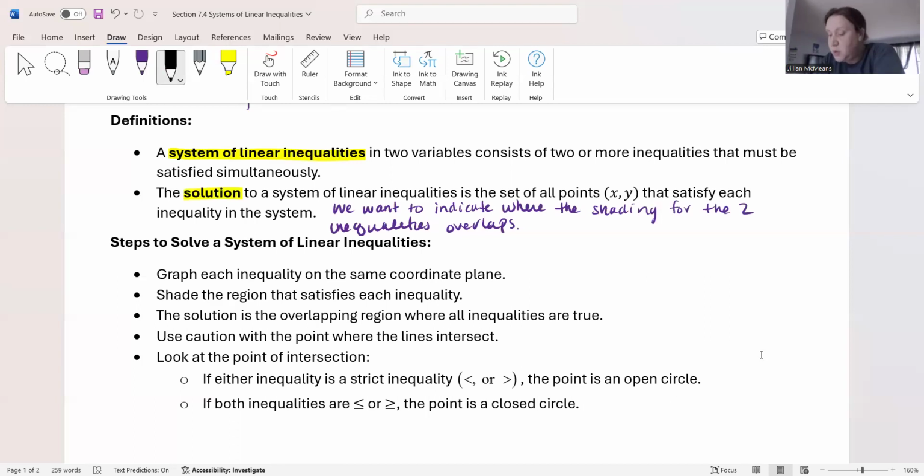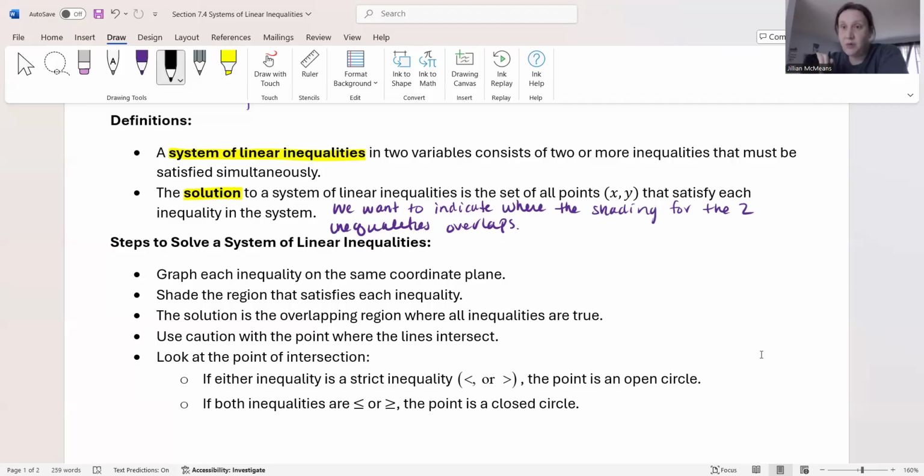Okay. Use caution with the actual point where the lines intersect. So you've got these two inequalities, and we're mostly concerned with where does the shading overlap. However, the point where the two actual lines would intersect, we have to use caution there. Okay, so when we look at that point of intersection, if both inequalities are less than or greater than, so just strict inequalities, then we would use an open circle at that point. If both inequalities were or equals to, we would use a solid circle or a solid dot to indicate, hey, this point where these two lines intersect is included in the solution set.